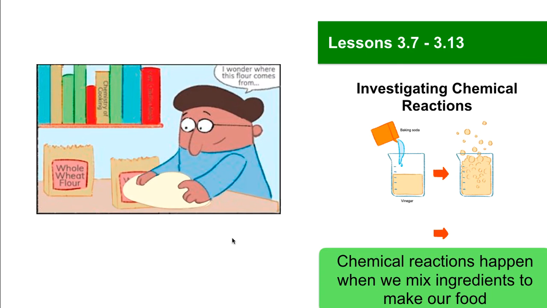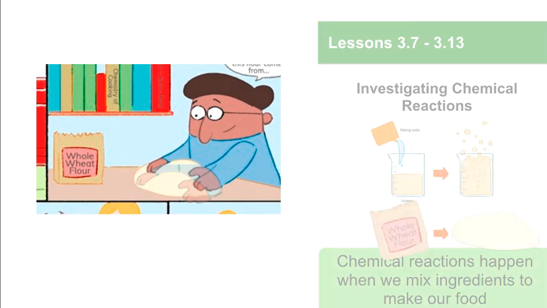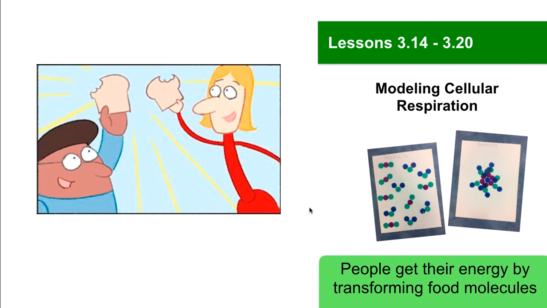We then investigate the physical science concept of chemical reactions, and those can happen when we mix together ingredients to make our food. When we eat the food, more chemical reactions happen in our body, and like we did with photosynthesis, we make models of respiration. But this time, we also address how we can get energy from those chemical reactions.